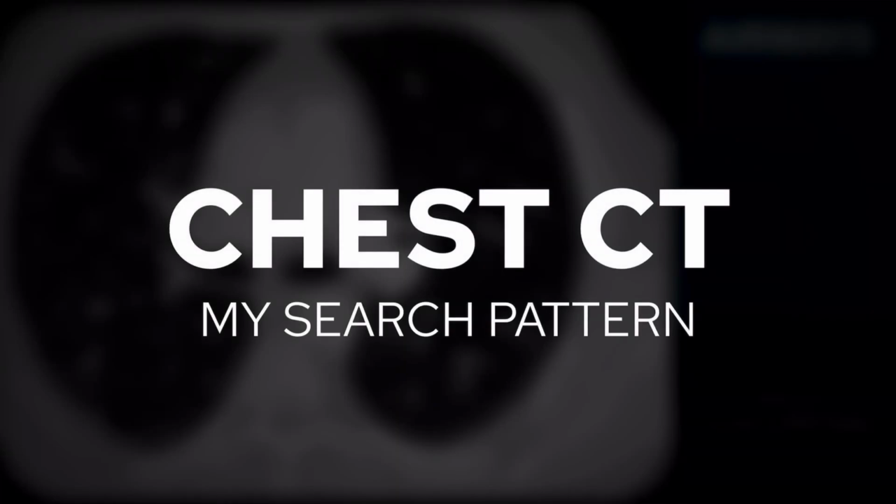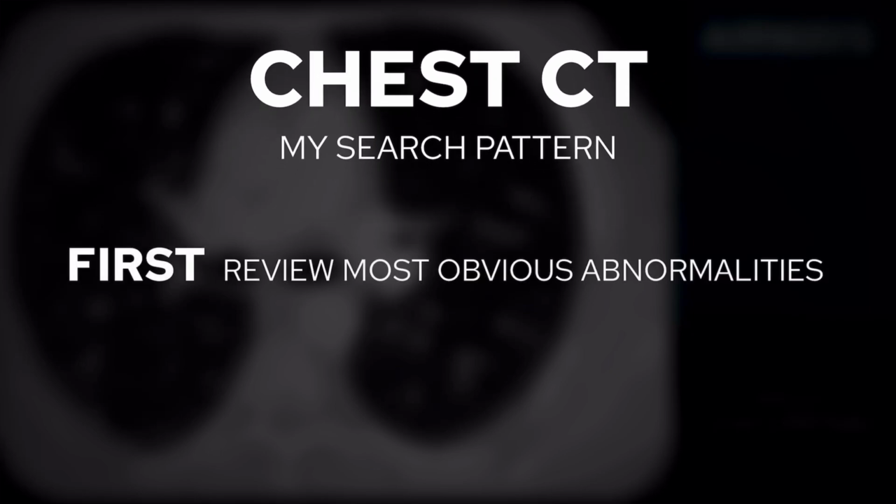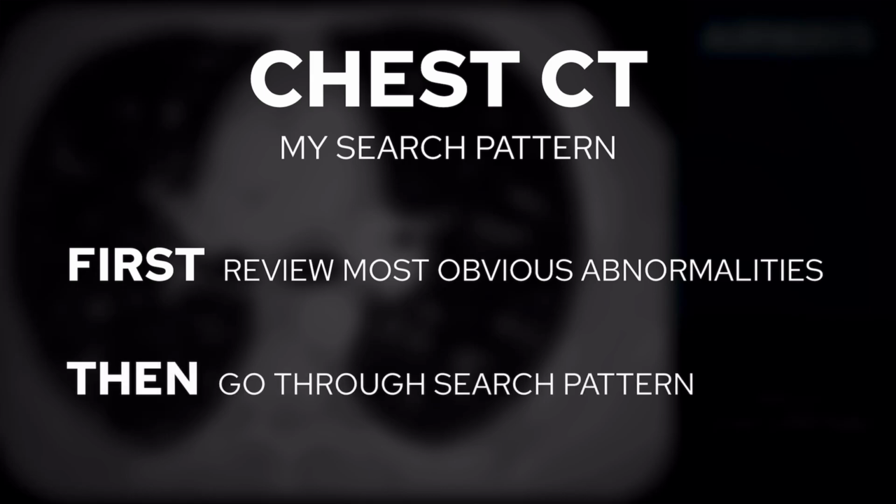Hello, so today we're going to go through my search pattern whenever I look at a chest CT. The first thing I do is have a quick scroll through to see if there's any big glaring abnormality. And if there is, I'll go into a bit more detail and have a closer look at this and any associated findings. Once I've done that, I will always fall back on doing my same review system, and by doing so, it will reduce the chance that I'll make any errors or miss things.